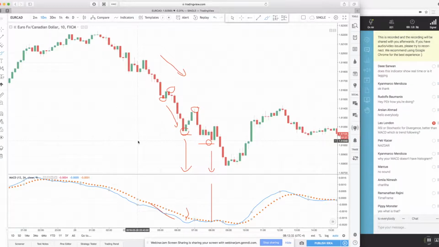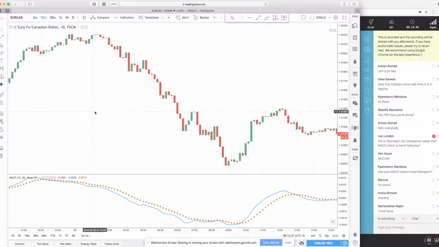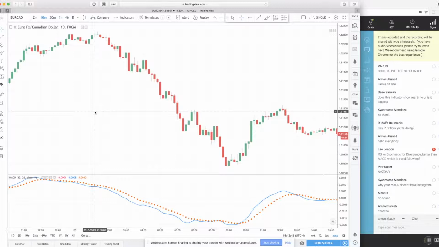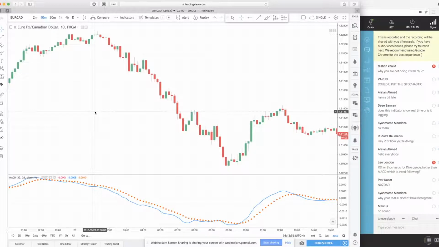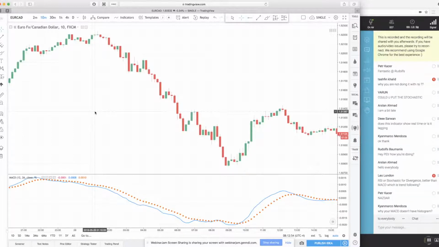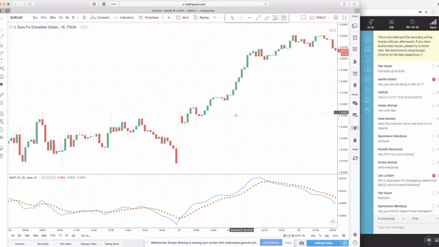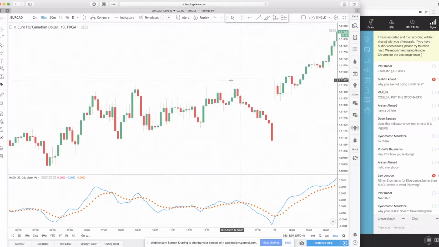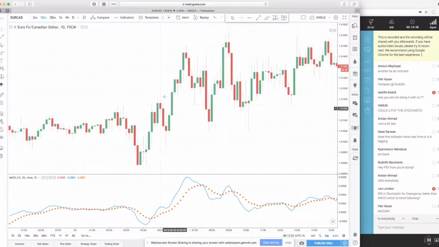Okay, so now let's take a look at some more examples. The first thing you want to do is focus on when the divergence happens, and then we're going to focus on what that means, and more importantly, why. We're going to work on this only with the MACD today. We're not going to use any other separate indicators, just the MACD. Let's take a look at this uptrend coming here.